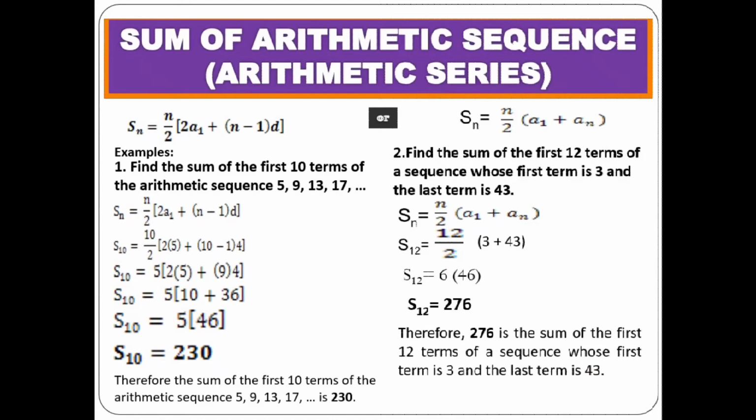So 12/2 is 6, while 3 plus 43 is 46. So 6 times 46 is equal to 276. Therefore, 276 is the sum of the first 12 terms of a sequence whose first term is 3 and the last term is 43.